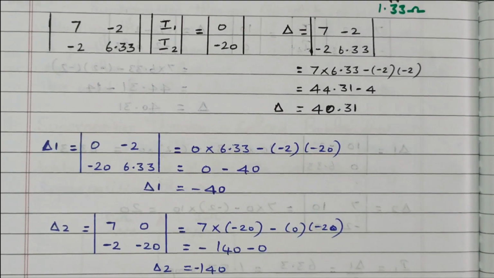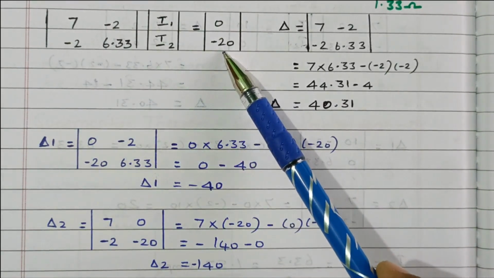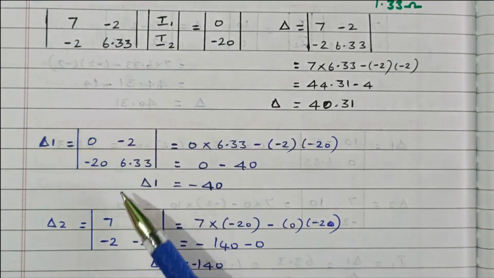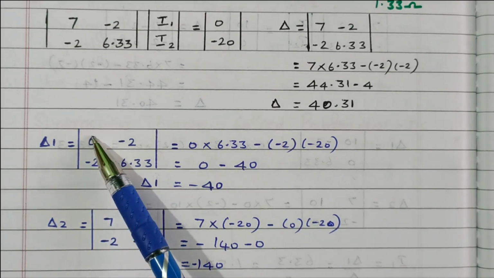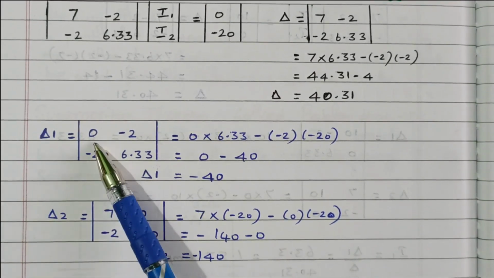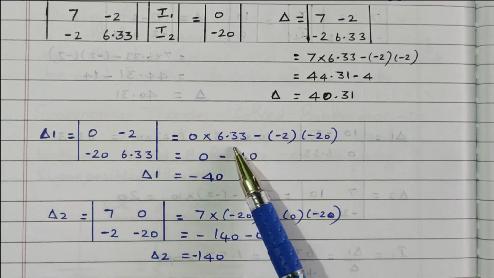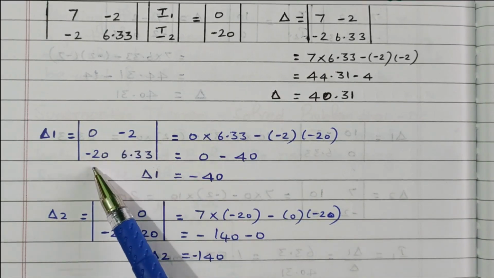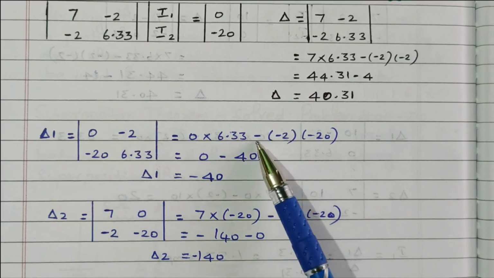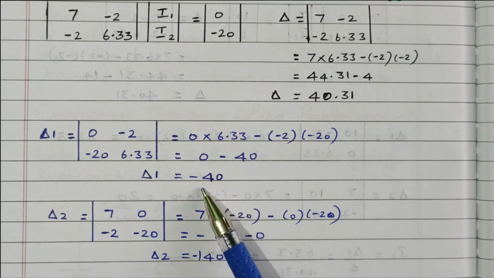Now we need to find del 1 and del 2. What is del 1? Replacing the first column with the voltage matrix is del 1. Replacing the second column with the voltage matrix means del 2, right? So for del 1: 0, minus 2, minus 20, 6.33. So 0 into 6.33 minus of minus 2 into minus 20. Right? So this term is 0. So 3 negatives are available, so finally negative only, 40, minus 40. Del 1 value is minus 40.